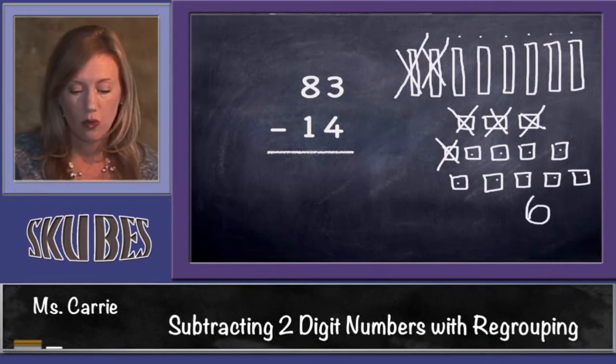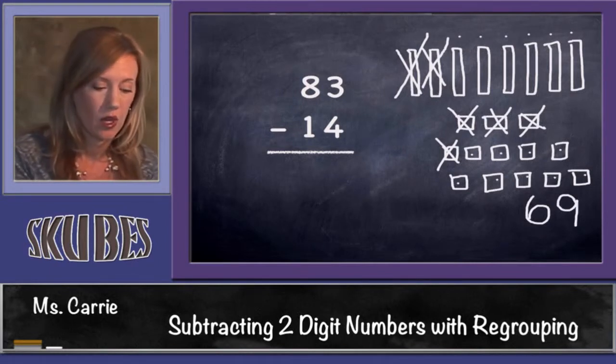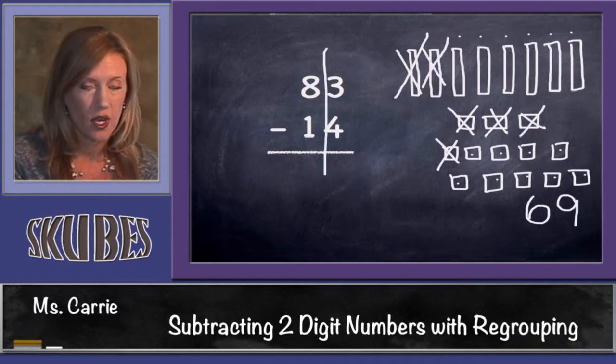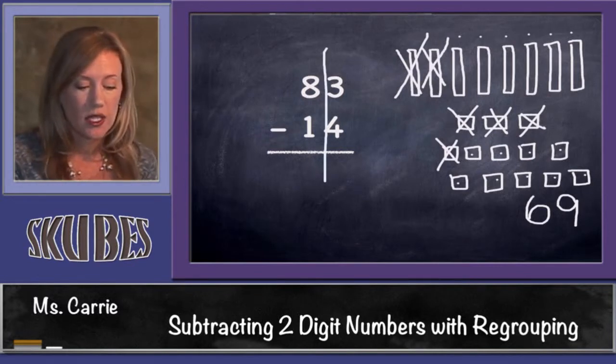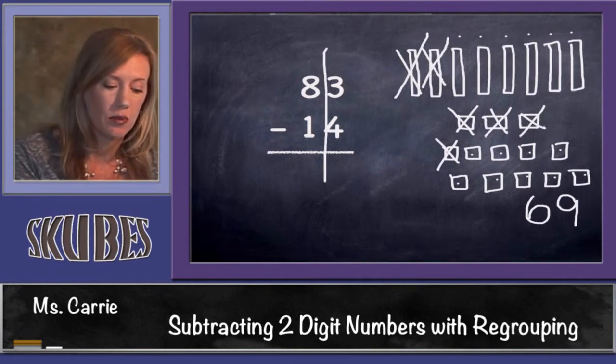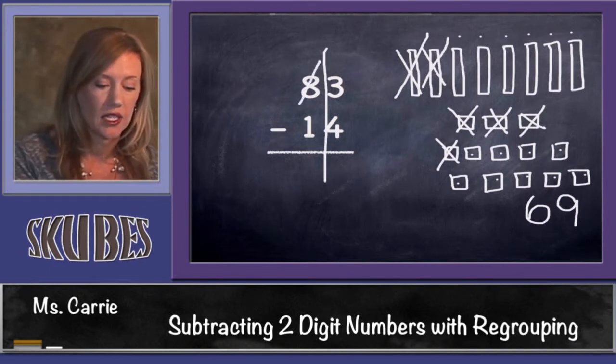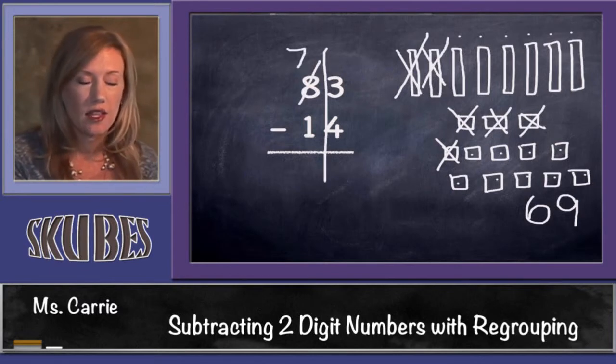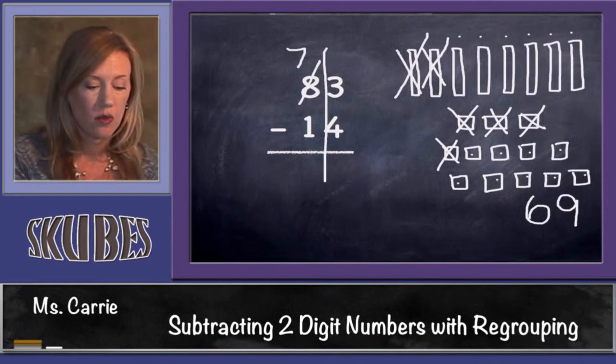Now let's go over to our problem and see if we get the same answer. Always start on the one side, always. Well, you can't take 4 from 3 because 4 is bigger than 3. So we're going to go to the tens place. We're going to take a 10 from the 8, make it a 7. That 10 that we just took, we have to add to the one side though. So 10 plus 3 would become 13.